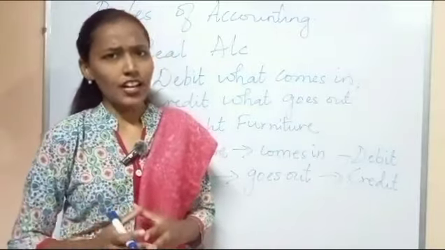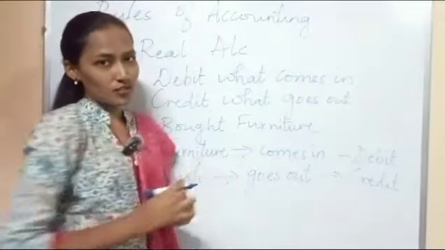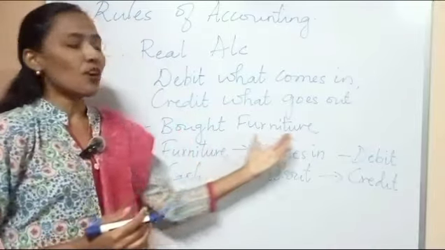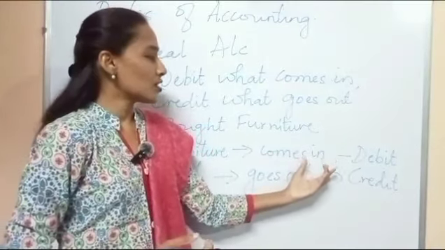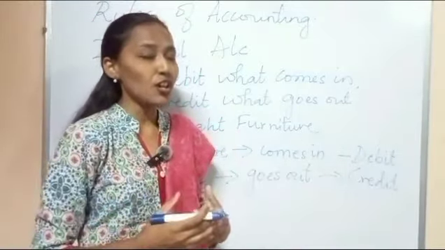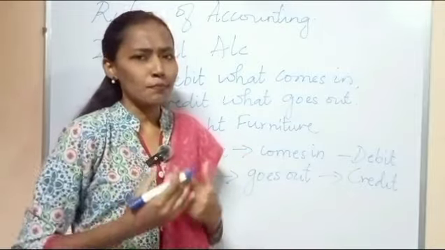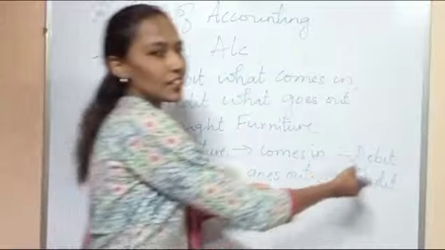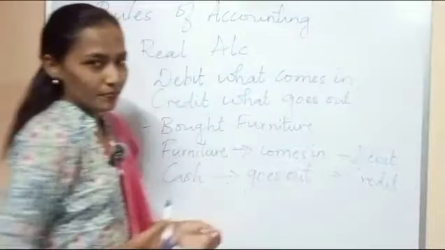Next, the rule for the real account is debit what comes in and credit what goes out. Let's understand this with an example. You bought furniture. So furniture is coming into the business, right? So that account, furniture account should be debited. When you buy furniture, what is going out? You obviously pay cash and purchase the furniture, right? So cash is going out. So that account is to be credited. So furniture account debit, cash account credit.